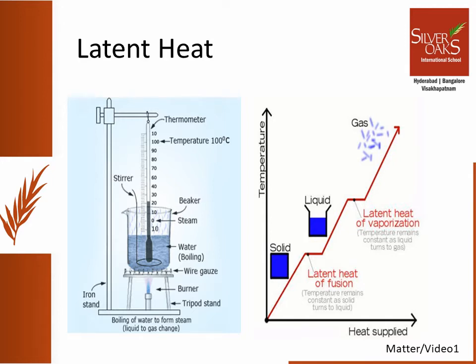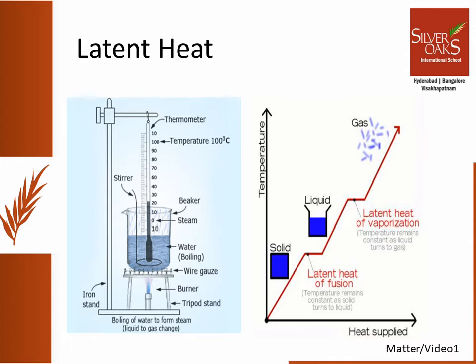Where is this heat going? It is being used up by the particles to overcome forces of attraction. When the whole of this ice is converted into liquid, then the temperature starts increasing. And then when it reaches 100 degrees Celsius, we again observe that the temperature has become constant, although we are continuously providing heat. So this heat, which is being used up by the particles to overcome forces of attraction, is called latent heat.